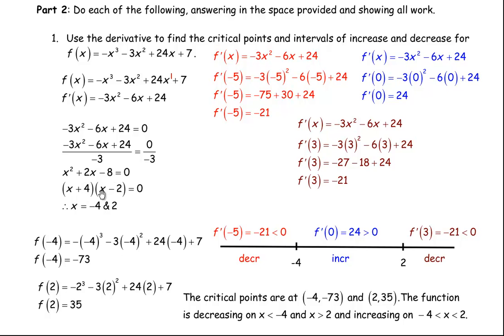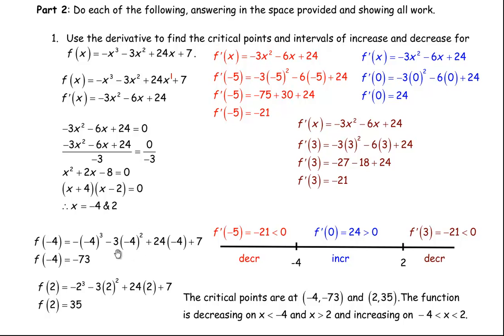So it factors into x plus 4 and x minus 2. If we set each of these factors to 0, we get negative 4 from this one and 2 from this one. So those are most likely our critical points. There is a way we can check that. If the graph changes from decreasing to increasing or vice versa, they actually are critical points.